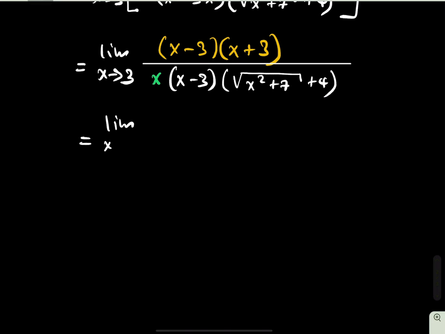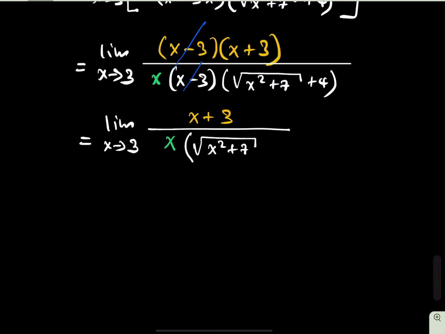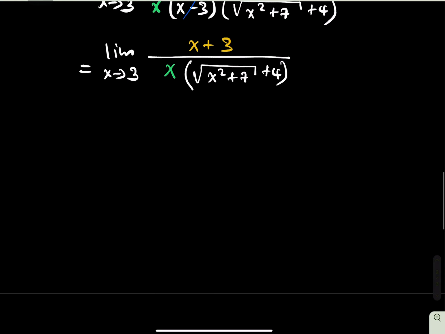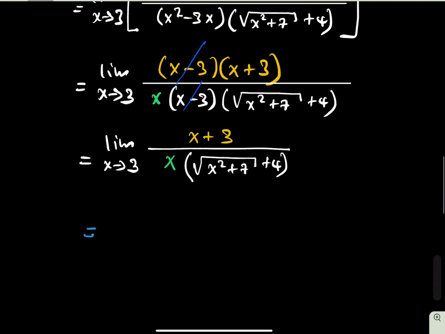That is going to be the limit as x goes to positive 3. Observe that this factor and this factor, they are going to undo each other. And then now you are going to be left with x plus positive 3. You divide this stuff by x just right there. And then the other factor now is the square root of x squared plus positive 7 plus 4. Now you just need to substitute the value of the limit and see what you get after simplifying.